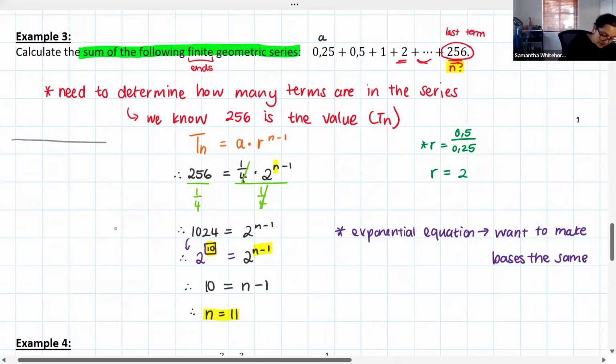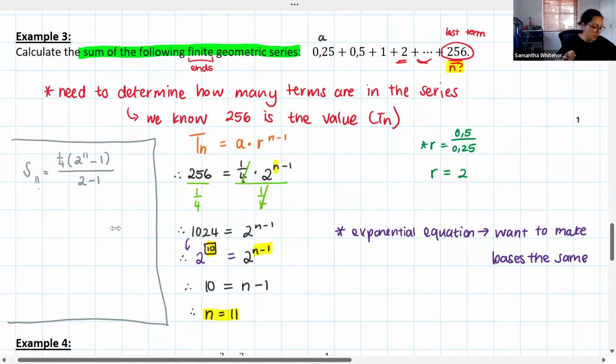Right, so in this gray block on the left, we're going to do our sum. Sn is equal to A, which we know is a quarter, times R, which we worked out to be 2, to the power 11 minus 1, because remember, we've worked out that it's 11 terms that I'm adding, all over 2 minus 1. So I'll give you a second, put it in your calculator, let me know what the sum of these 11 terms is.